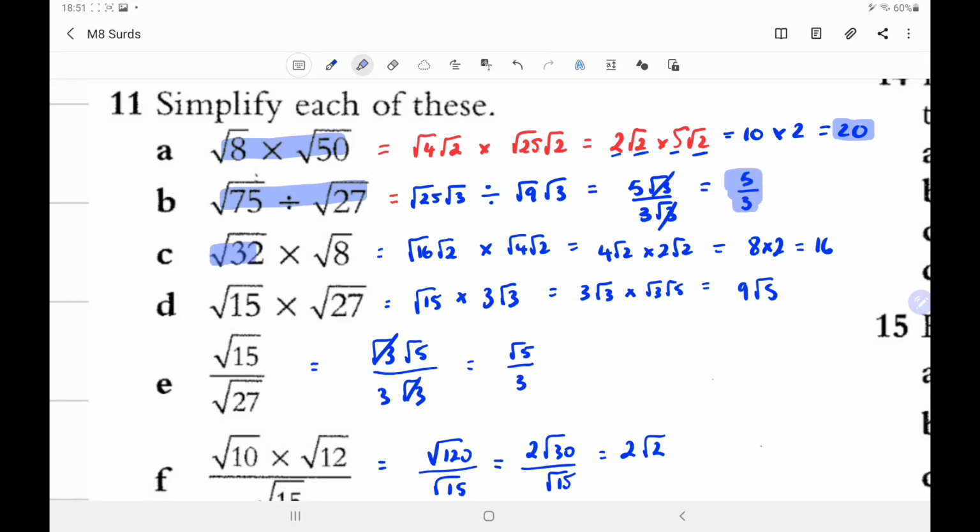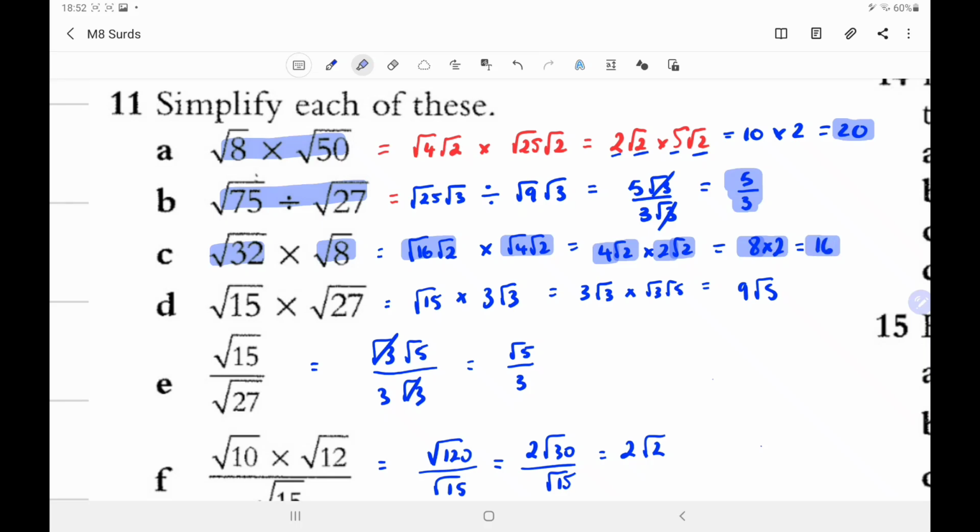The third one, root 32 multiplied by root 8. So change root 32 into 16 root 2 and root 8 into 4 root 2. So that becomes 4 root 2 times by 2 root 2. 4 2's are 8, and root 2 by root 2 is 2. Multiplying together you get 16.